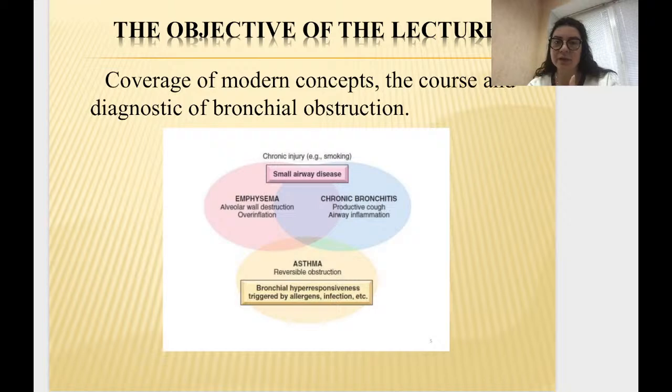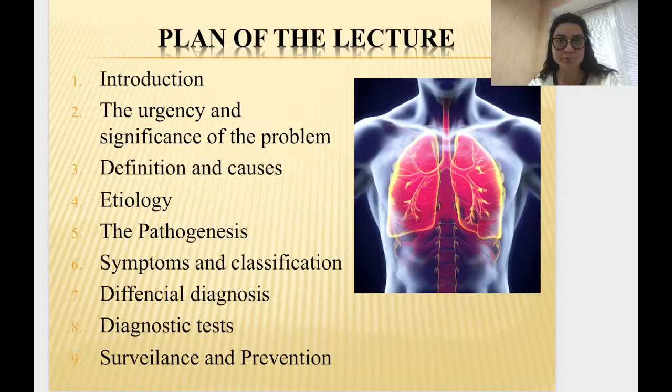The mechanism that lies at the basis of asthma is bronchial hyperresponsiveness triggered by allergies, infections, etc. All of them lead to airway obstruction, especially small airway obstruction. And these main components, emphysema, chronic bronchitis, and asthma, build up the general syndrome of bronchoobstruction.